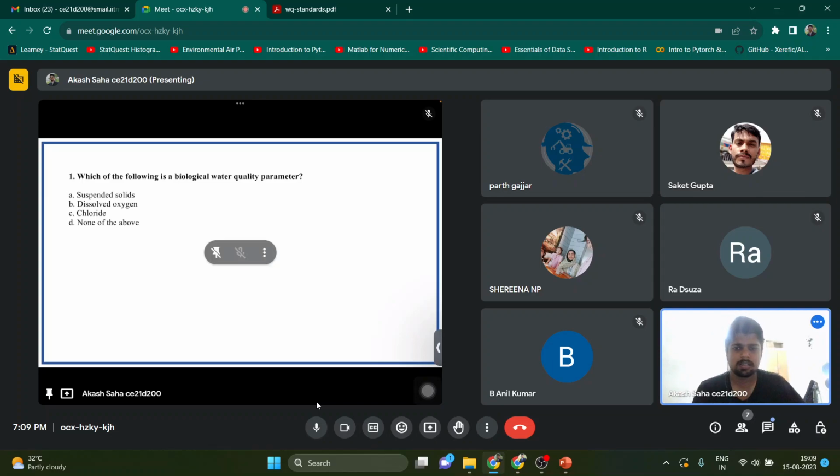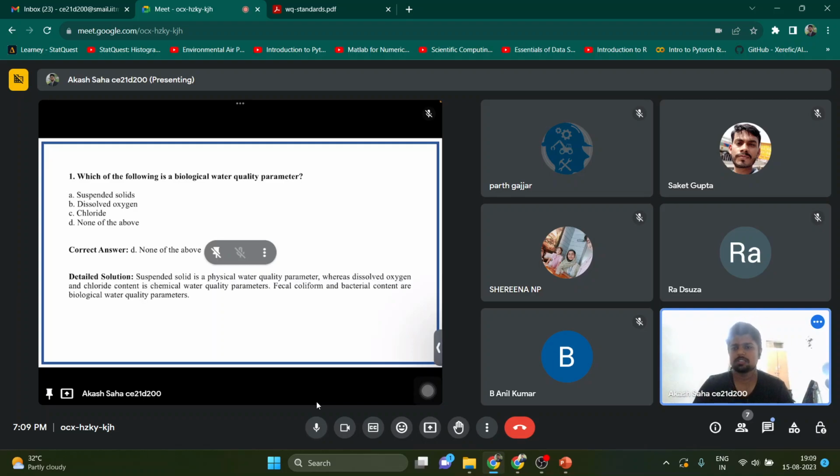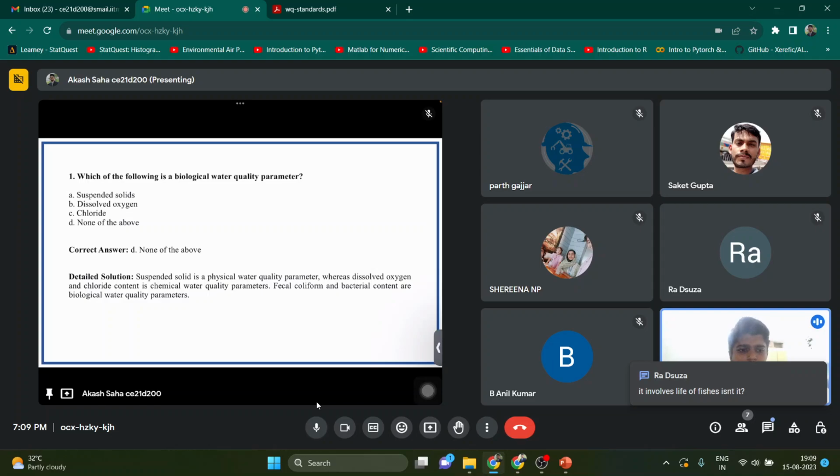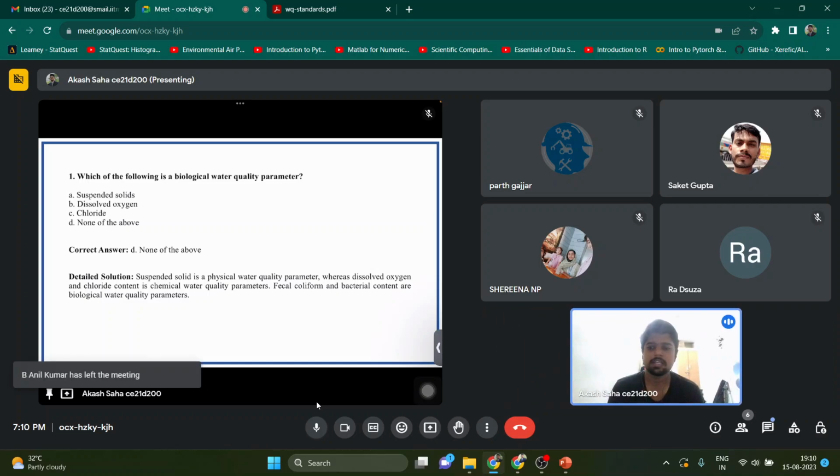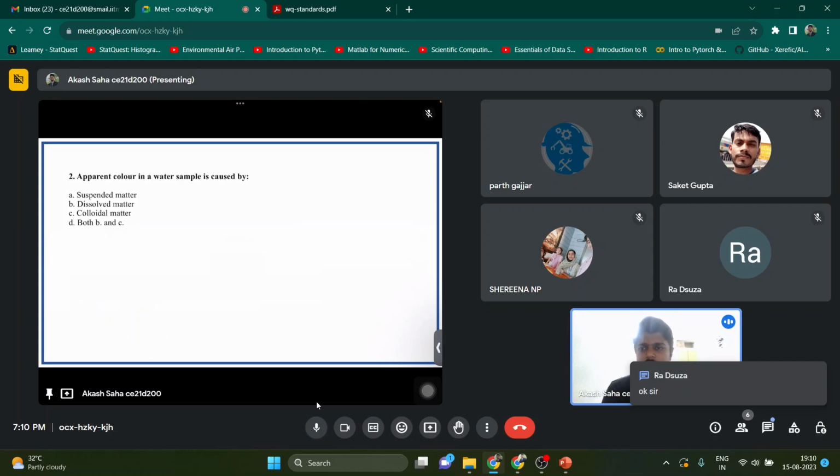So we will see the answer. As Saket told, it's none of the above because suspended solid is a physical water quality parameter, whereas DO and chloride contents are chemical water parameters. Yes, it involves the lives of fishes in it, but it is a chemical parameter. If you see exclusively a biological parameter, then fecal coliform. Different types of microorganisms that are present in the wastewater system or the water system are the biological parameters. So we use fecal coliform as an indicator of how many infectious microorganisms are present in the system. So the correct answer is D, none of the above. Okay, so the next question.